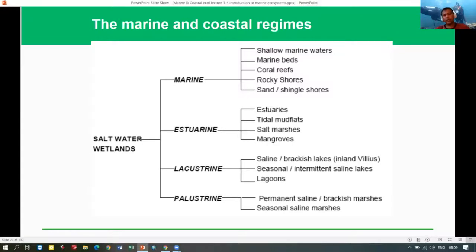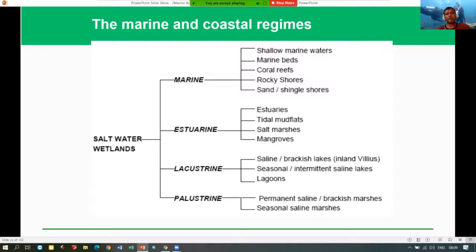So here in this lecture series, we are going to talk about the saltwater wetlands. Any wetland with some saline water is what we're going to talk about, right? That saltwater wetland can be of different types. Scientifically, we can subdivide them, starting with the marine.